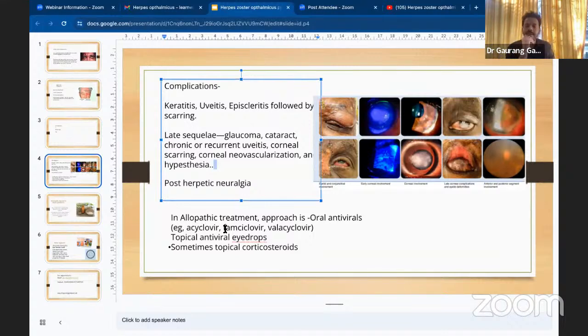Now, homeopathy has a very deep-rooted treatment available in this. Dr. Megha, if you can open the slide and write what I'm saying, this will be useful. Also, if you can do that.